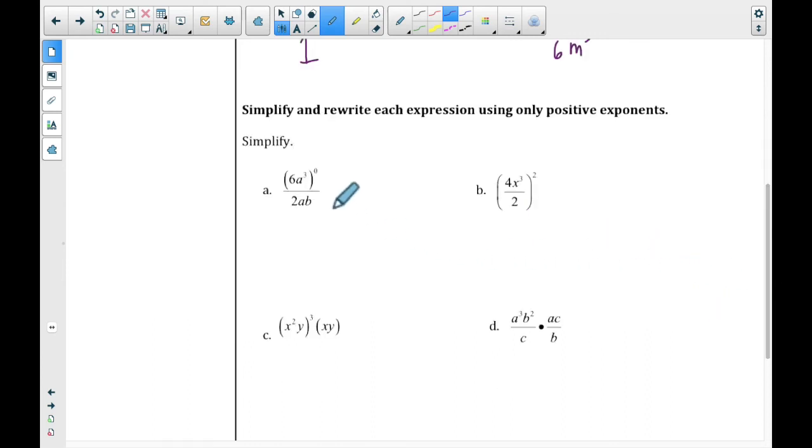Okay, in this unit, we have a lot of rational expressions. Those are fractions. So I want to have some practice with those. Well, this is easy. Anything with the 0 power is 1. So that's 1 over 2ab.